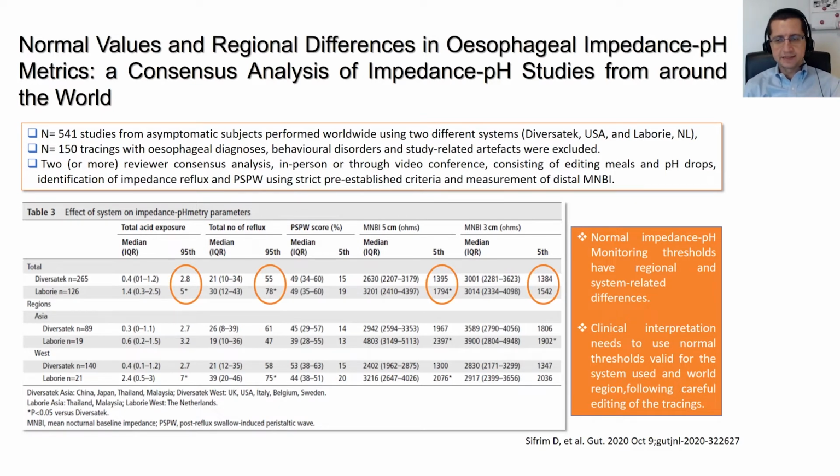This is my last slide, and I'm looking forward to hearing what Nicola will tell us about the analysis of impedance pH tracing, about the utility of using the novel metrics, MMBI and PSPW, and the most recent data about the use of these metrics. Thanks for your attention.